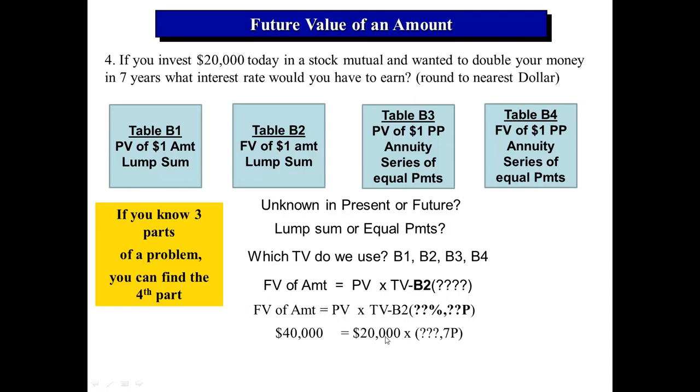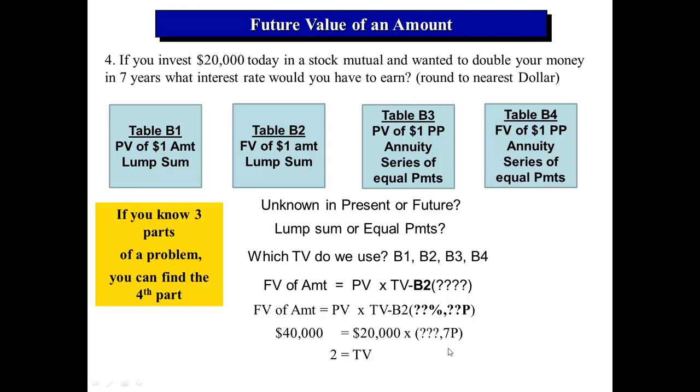The present amount is going to be $20,000, and the table value will be based on 2 things: the interest rate, which we don't know, but we know that the number of periods is 7 periods. So here's what we need to do: $40,000 is equal to $20,000 times what? Well, $40,000 equals $20,000 times 2. So the table value is going to be 2.